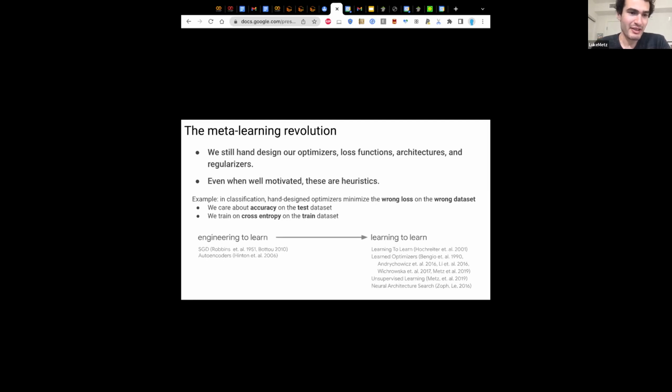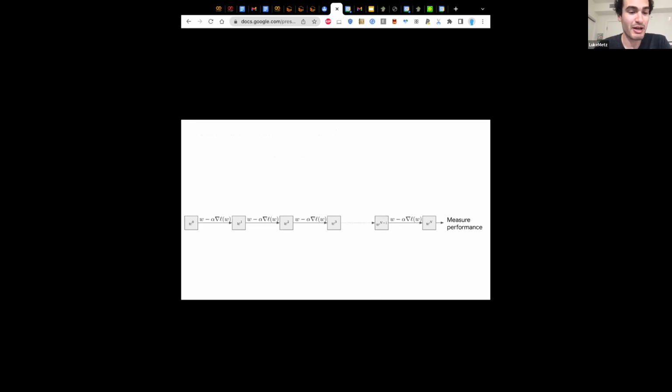We expect there's going to be a similar trend that happened with deep learning here. We're going to be shifting from these engineered learning algorithms, so things like SGD, or the concept of autoencoders, for example, to learned learning algorithms, or things like learned optimizers. Now, this work is about learned optimizers.